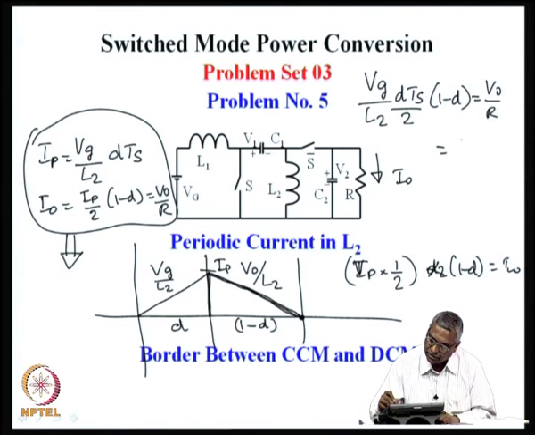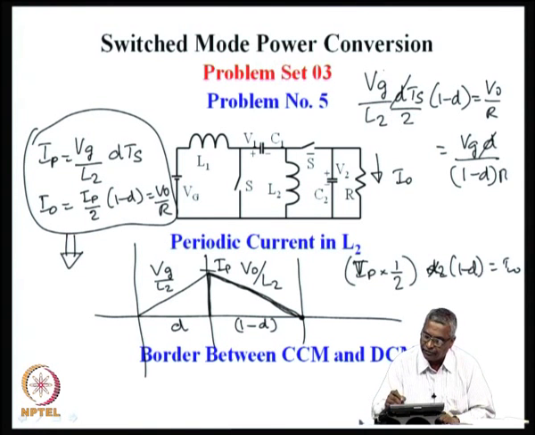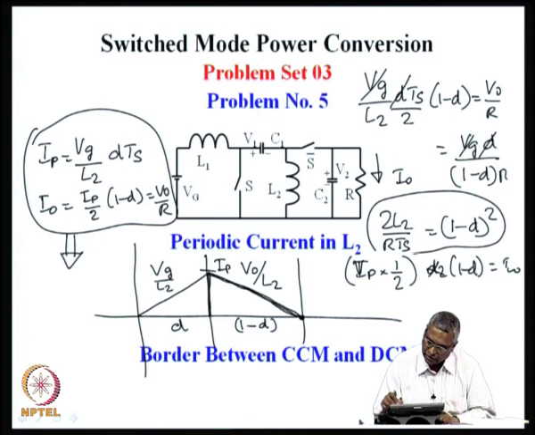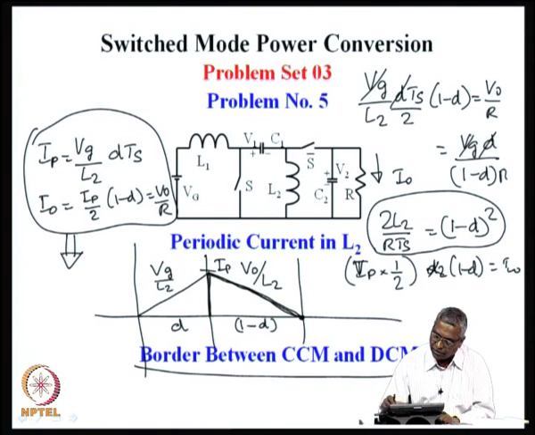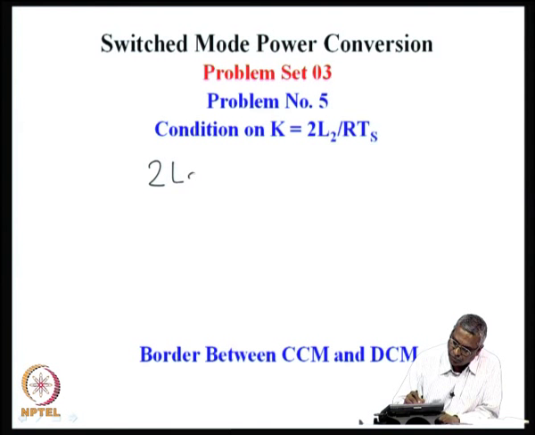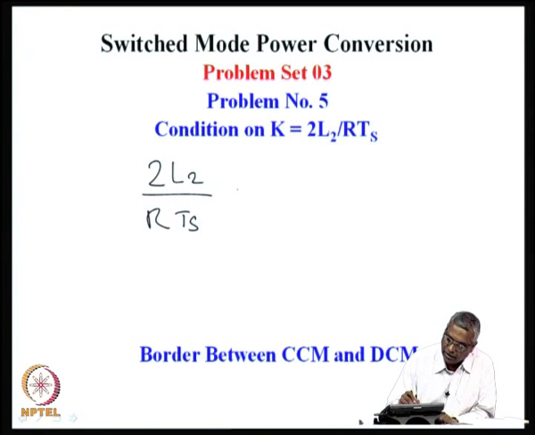And V naught itself is Vg into d by 1 minus d R. So, from these two, by substituting IP, d will cancel, Vg will cancel, and we find that 2L2 by RTs is equal to 1 minus d whole square. So, this is the condition for the operation to be on the border between CCM and DCM. We can say that 2L2 by RTs, this is called the conduction parameter in all these converters, K is equal to 1 minus d whole square.